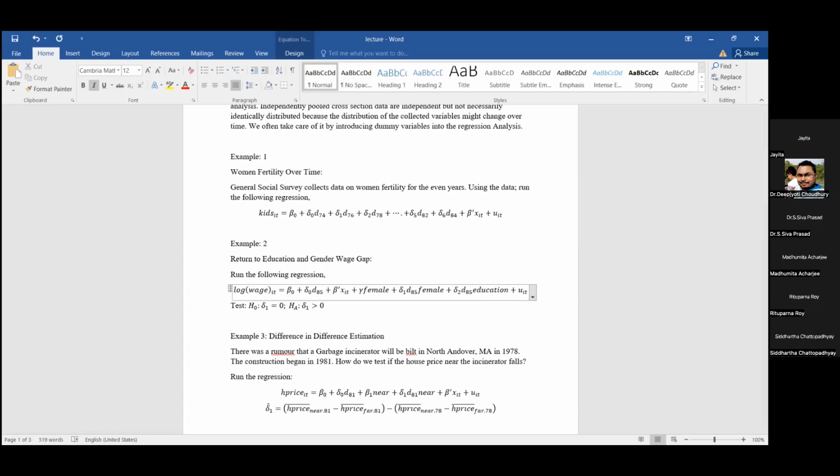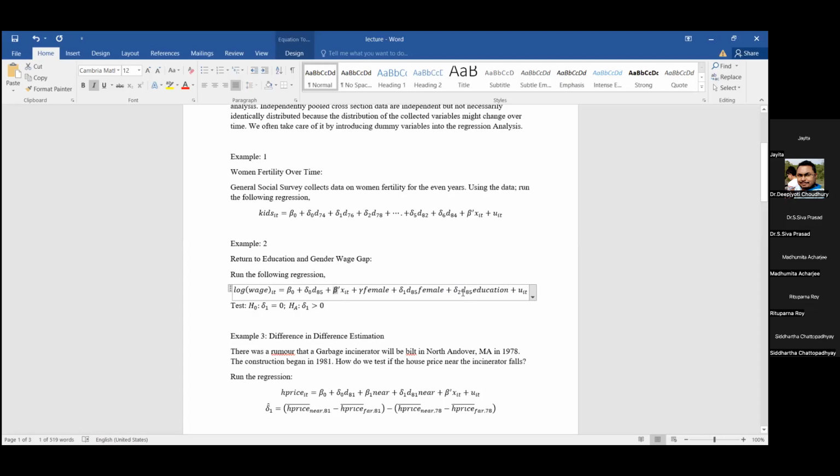What I can actually check with this coefficient delta 2 over the time is whether the education level has any impact on the wage rate or not. In 1972, what is the impact of education on wages? It is my beta over here. Suppose this is my education only. In 1985, what is the impact of education on wage rate? That will be beta plus delta 2.